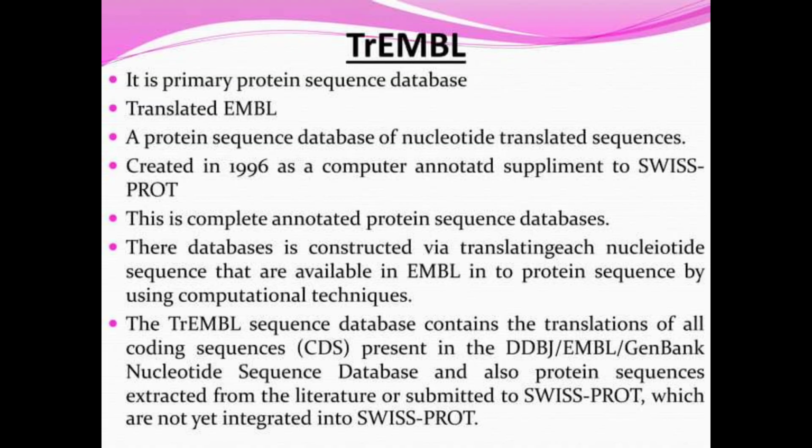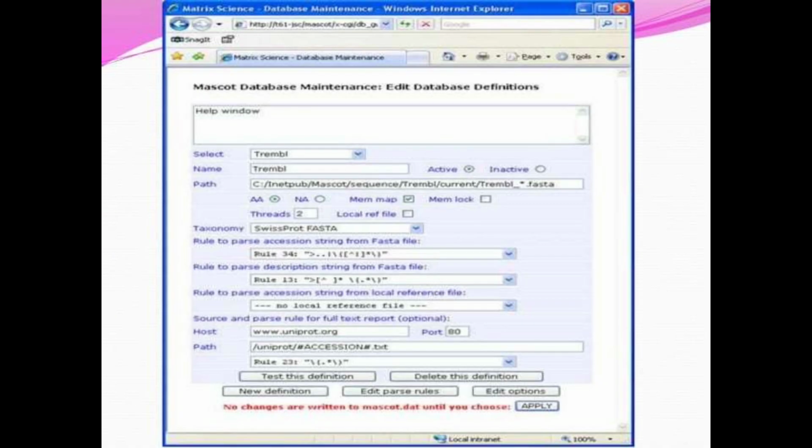The TrEMBL sequence database contains translations of all coding sequences. CDS is present in the DDBJ and EMBL GenBank nucleotide databases, and sequences are also extracted from the literature submitted to Swiss-Prot and get integrated. This is a screenshot of how to get all the information from TrEMBL.